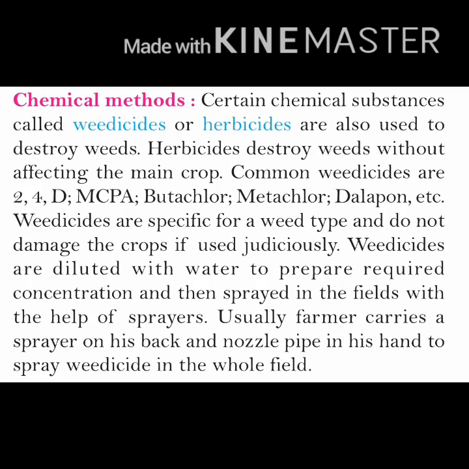Weedicides are diluted with water, means water is mixed in the weedicides to prepare the required concentration, and then sprayed in fields with the help of a sprayer. Usually farmers carry a sprayer on their back and a nozzle pipe in their hand to spray weedicide in the whole field. So this is a chemical method in which herbicides or weedicides are sprayed on the crop. These don't affect the crop, they only kill weeds.